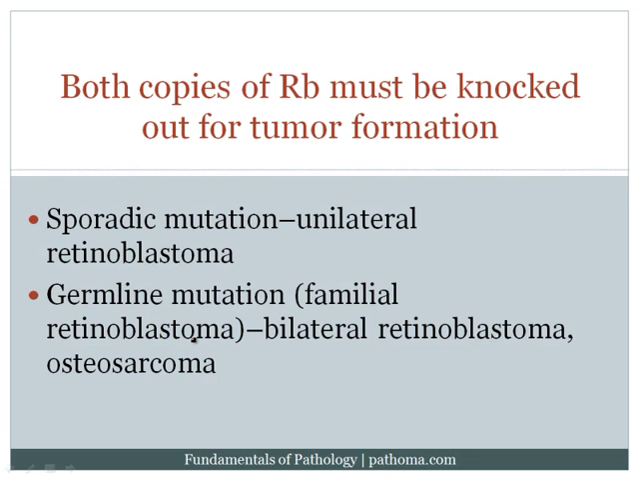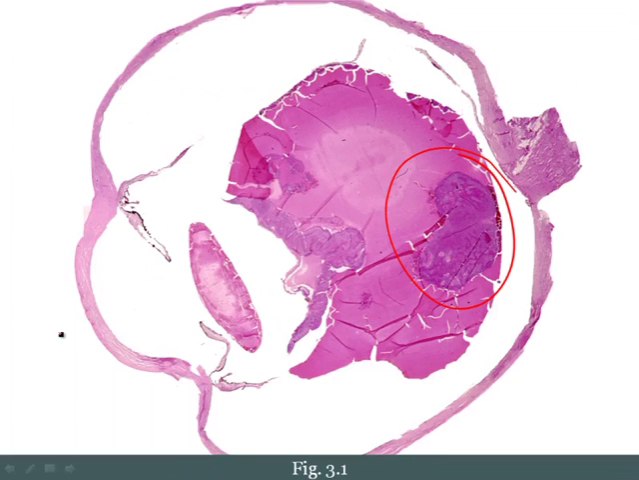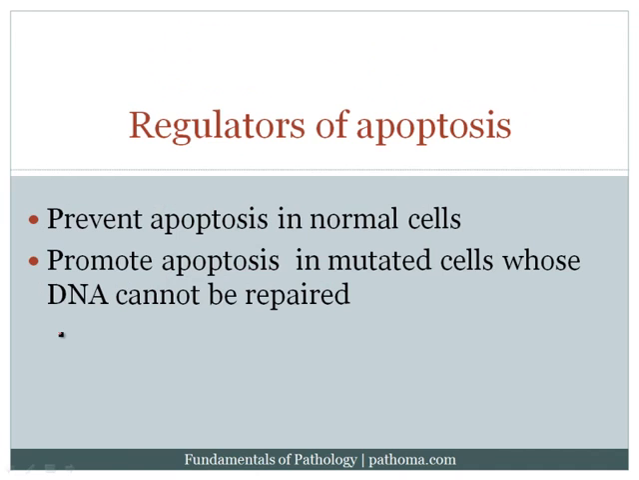And so that's why patients with a germline mutation have an increased risk, usually, of bilateral retinoblastoma. And what's also important for examinations, there's an increased risk of osteosarcoma. So that's something to be familiar with as well. Okay, and the last, or the third, regulatory system are regulators of apoptosis.